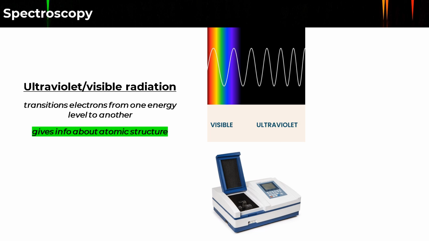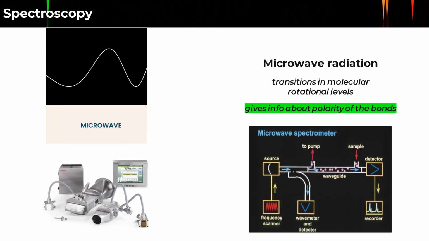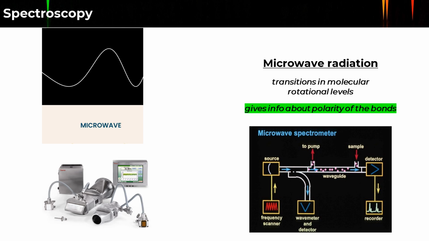As shown here, the visible and ultraviolet region is responsible for analyzing the transition of electrons from one energy level to another, in which it gives information about the atomic structure. An example of a spectroscopy instrument applied for this region is the UV spectrometer. On the other hand, the microwave region can analyze the transition in rotational levels, in which it gives information about the polarity of the bonds. Here is an example of the microwave spectrometer.